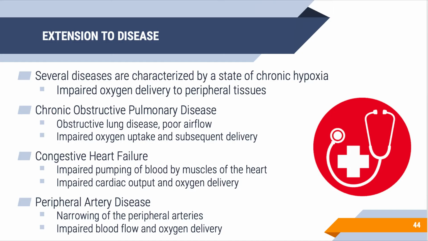Next would be congestive heart failure, otherwise commonly just known as heart failure, in which we have impaired ability to pump blood to our tissues of interest. If we have an impaired ability to pump the blood, reduced cardiac output, and we know that the blood carries oxygen, so impaired oxygen delivery. And lastly, peripheral artery disease, or PAD, is basically a narrowing of arteries in our body. If we have a narrowing of the arteries, there's impaired blood flow. If there's impaired flow, we also have impaired oxygen delivery.